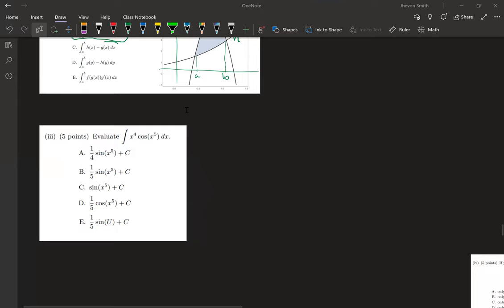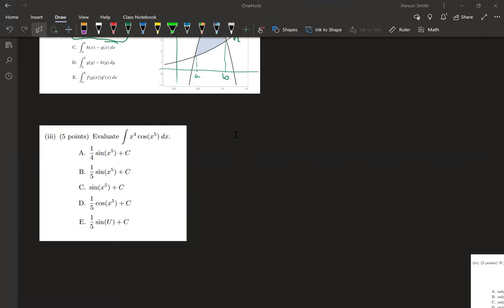x to the fourth cosine x to the fifth. All right, I have someone with B. That was lightning fast. Okay. So far we have 100% going with B. Let's actually just end this. Let's call it.